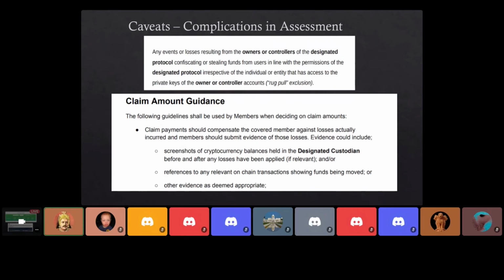So these are some very detailed and minor caveats that they have put in. So the claims assessment takes importance, and there is an incentive to deny the claims as well. These are some of the issues that we saw in different protocols.